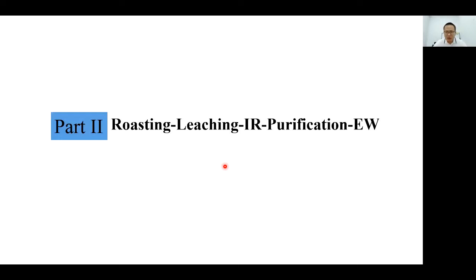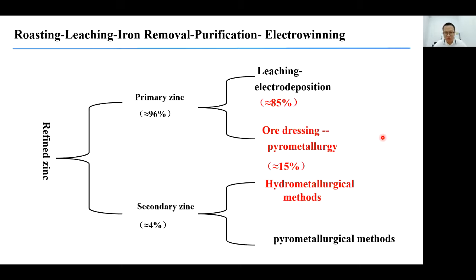And the majority of the zinc nowadays in use is produced with this technology: roasting, leaching, iron removal, solution purification, electrowinning. So this is a traditional and very popularly used technology. But before we get into the details of the technology, we should have the summary, the bird's-eye view of how refined zinc is produced all over the world.